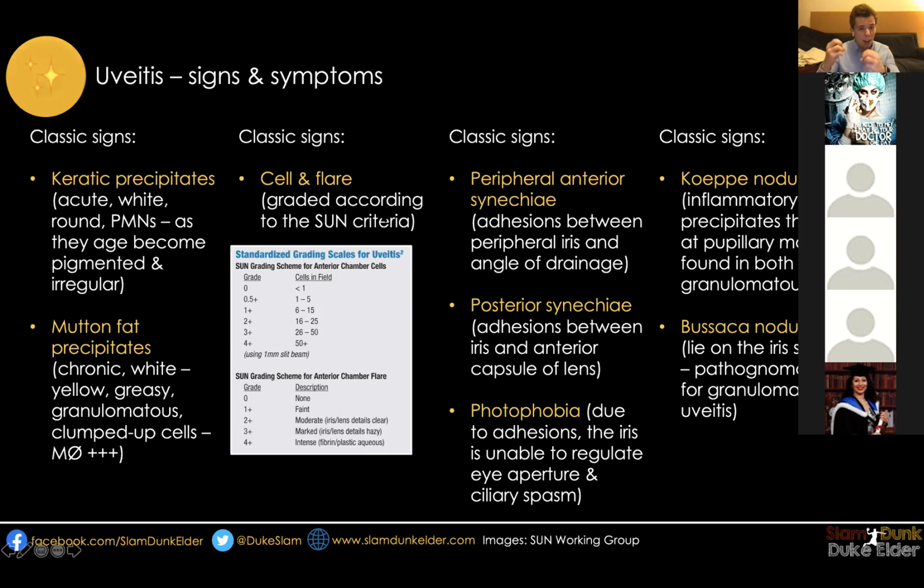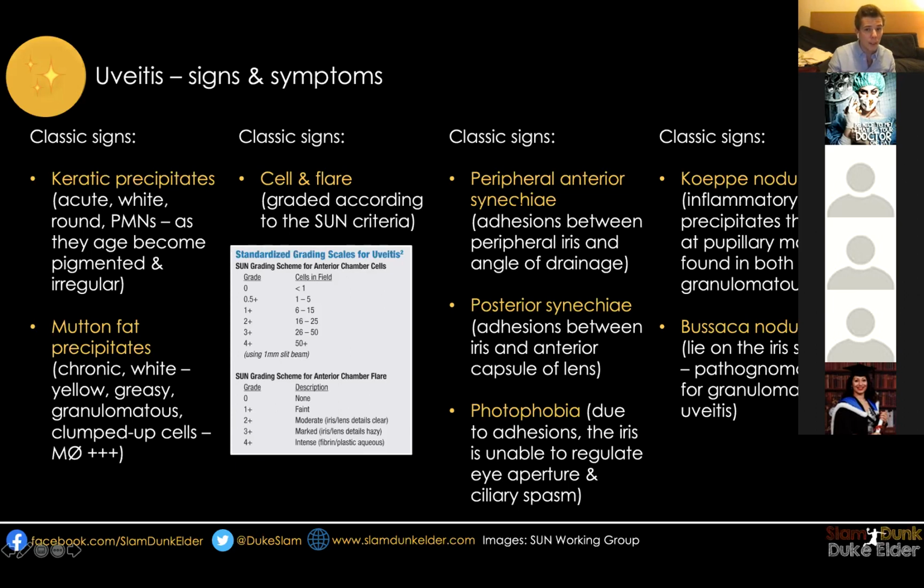Cells and flare are the actual cells and debris that's found within the anterior chamber. There's a grading known as the SUN grading system, okay? You will also get synechiae, so sometimes you might get small or irregular pupil sizes because of these kind of sticky adhesions that are formed by the iris.